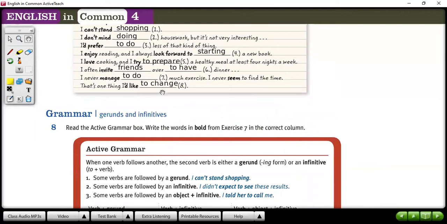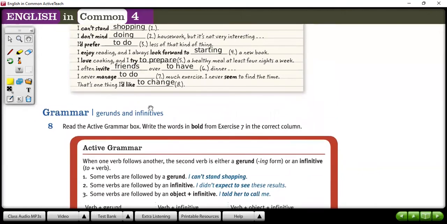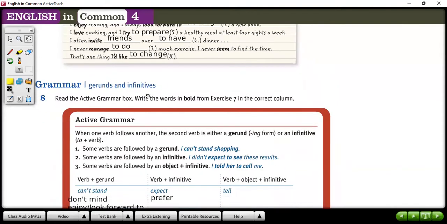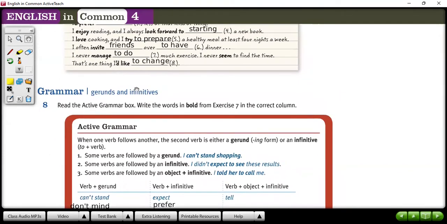It's one of the verbs that I can use in both forms, but with this one we have a difference in meaning, so I'm not going to write it here. Another verb that we can use with the infinitive is the verb manage. Oh, and invite. Okay, so I often invite.